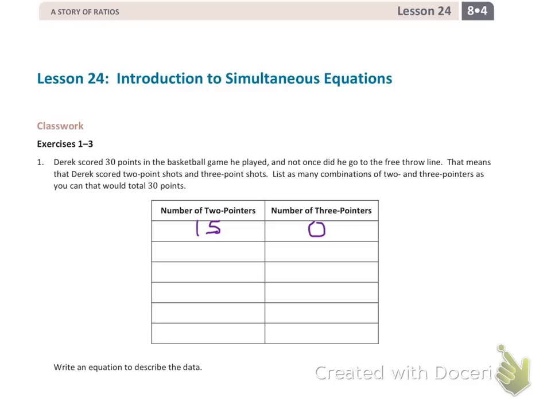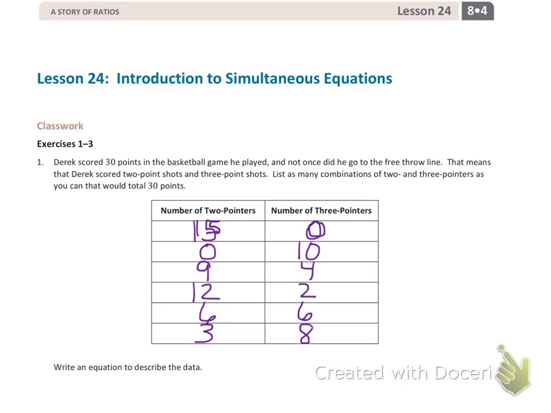So go ahead and pause the video and think of some more combinations that would add up to 30 points that Derek could have made. Okay, so let's look at the rest of the data. So we could have 0 2-pointers and 10 3-pointers, and that would be 30. 9 and 4, 12 and 2, 6 and 6, and 3 and 8 are some of the other combinations that you might have found.